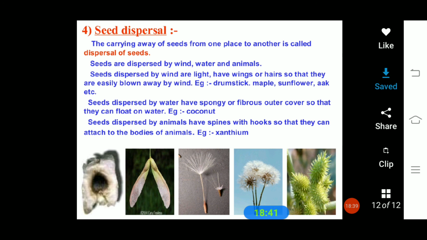Okay, balsam. So this is about the seed dispersal, students. So this is your lesson on reproduction in animals complete. Okay, thank you.